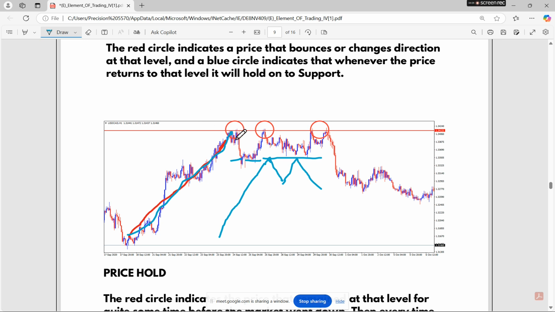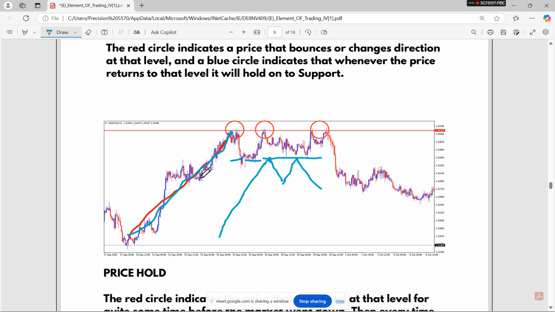When sellers manage to create a swing high, they will make sure that even in the future, they don't allow buyers to go beyond this area. The same applies to buyers. If buyers manage to get a swing low, they have to make sure that even in the future, they don't allow the sellers to go beyond that swing low zone.